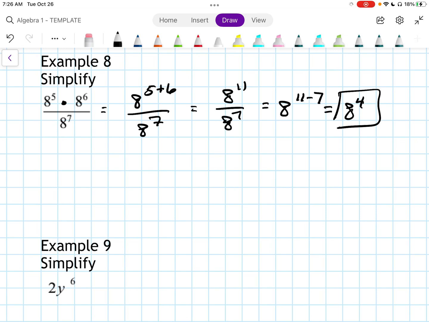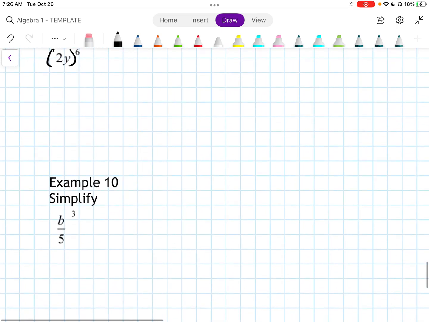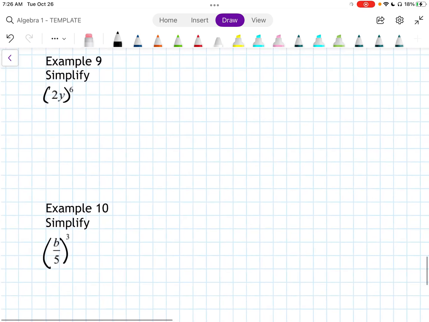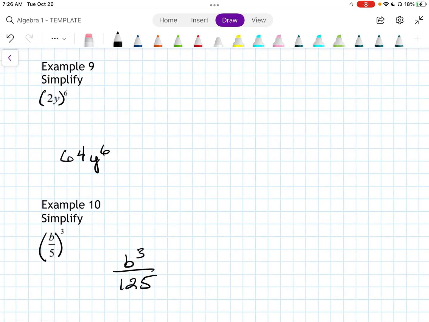All right, the last 2 examples, we've already done ones like this. If you'd like to do them on your own, you can. But this is 2y to the 6th and b over 5 to the 3rd, right? Your answers, if you were to work these out on your own, should be 64 y to the 6th and b cubed over 125. Alrighty, that is 6.1.